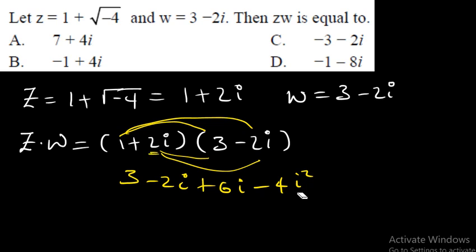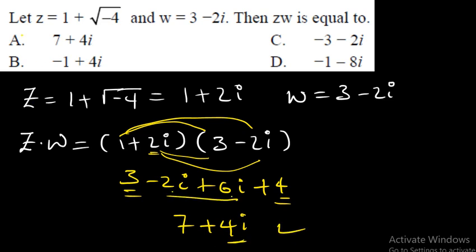But i squared means negative 1, so I can remove this one and then make this one plus. So 3 plus 4 will be 7 plus 4i. How did I get 4i? Negative 2 plus 6. They are like terms, these two. So the answer should be 7 plus 4i, which is A.